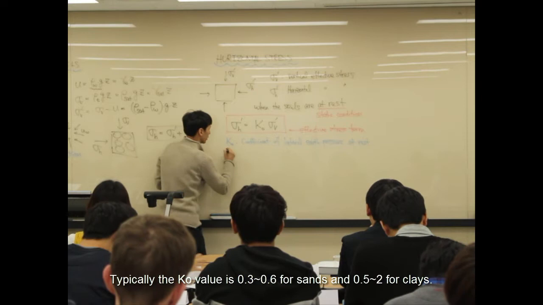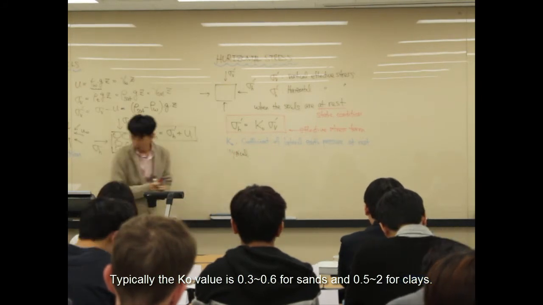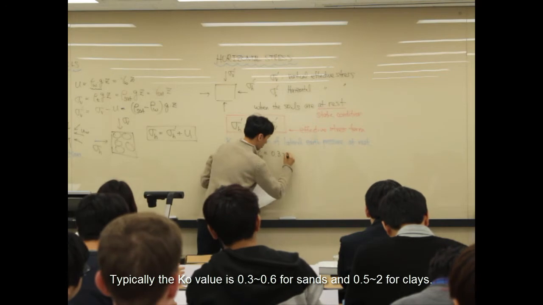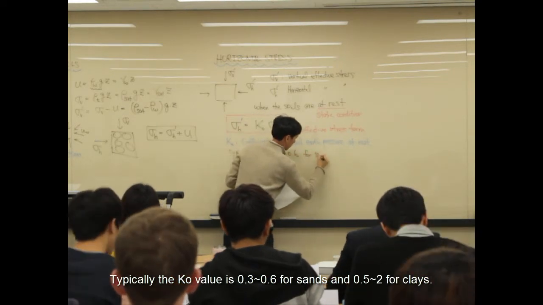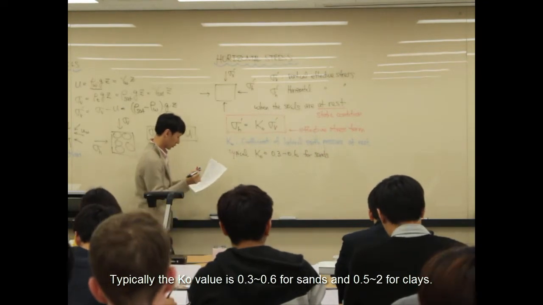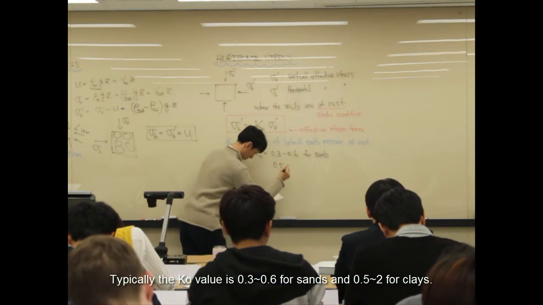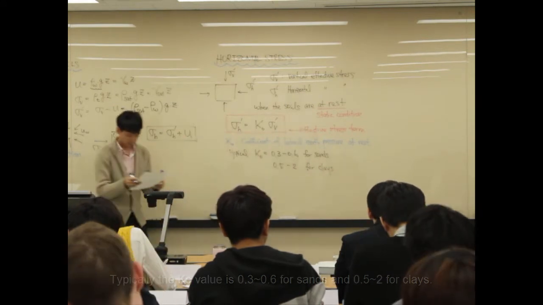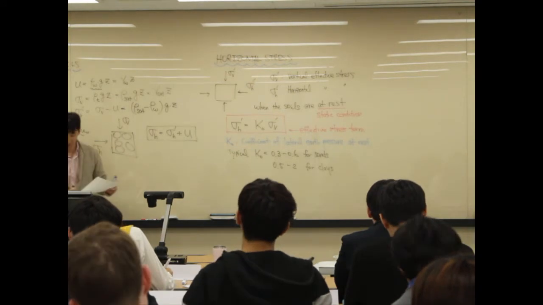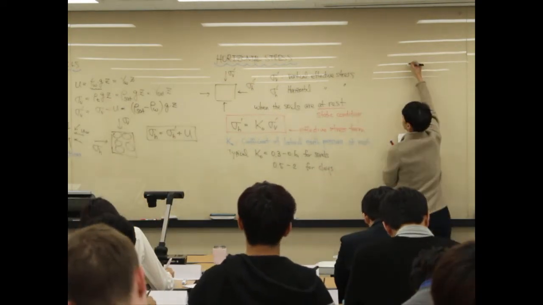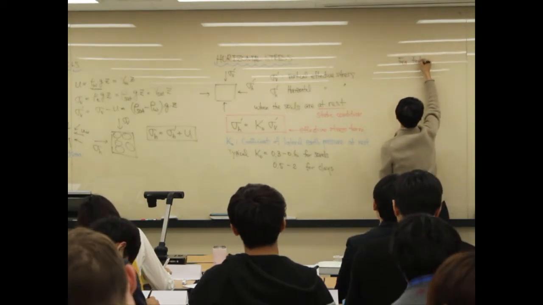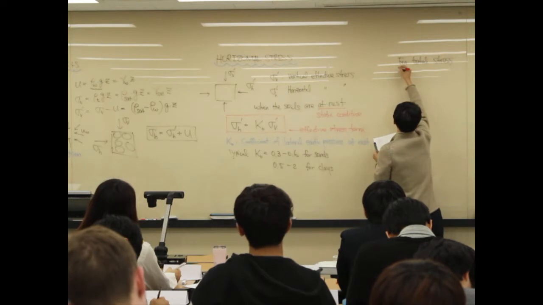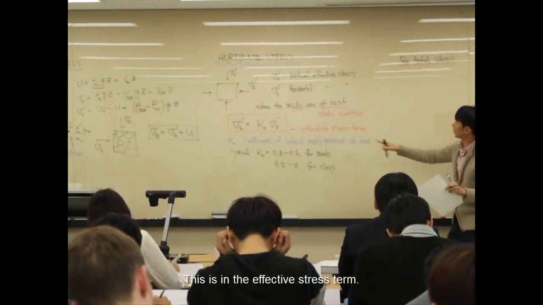Typically, the value is about 0.3 to 0.6 for coarse grain soil, and 0.5 to 2 for other soils. So this is in the effective stress term.